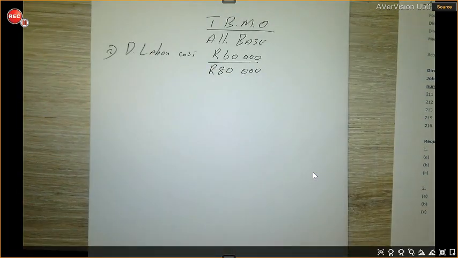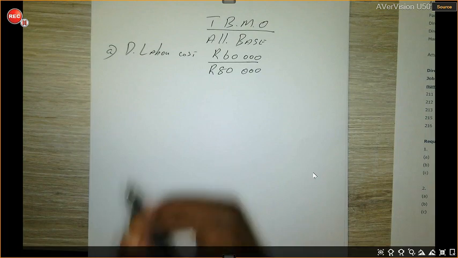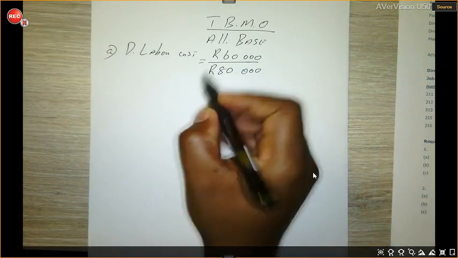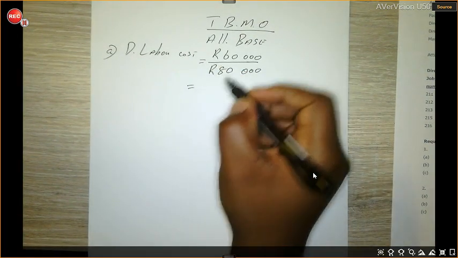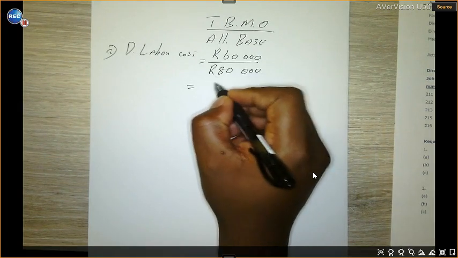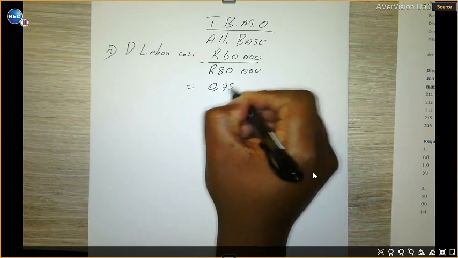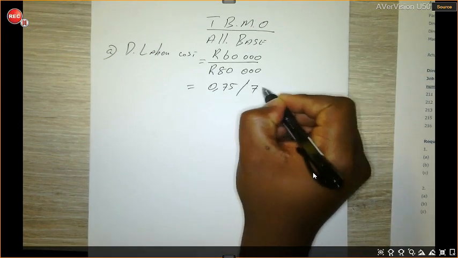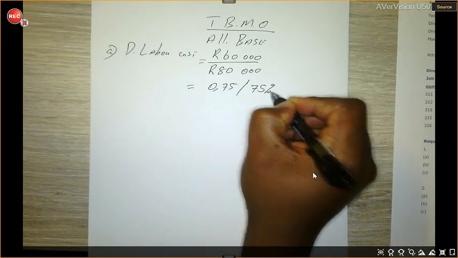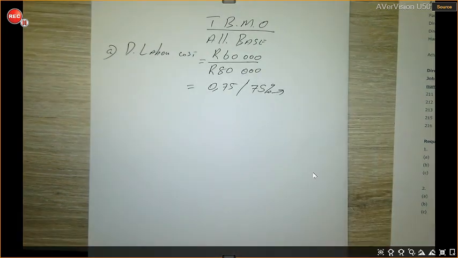And in this case, guys, you are going to divide a rand amount by another rand amount. So you'll never have what they call a cost per rand. There's nothing like that. So your answer is going to be in percentage. Your calculator is going to give you 0.75, or you can simply say 75%. So that's your solution for A.